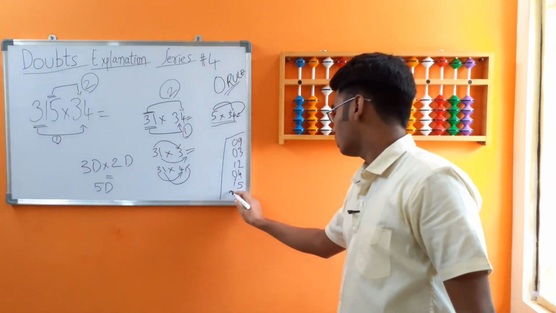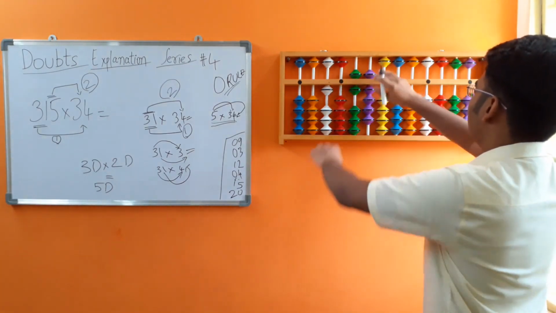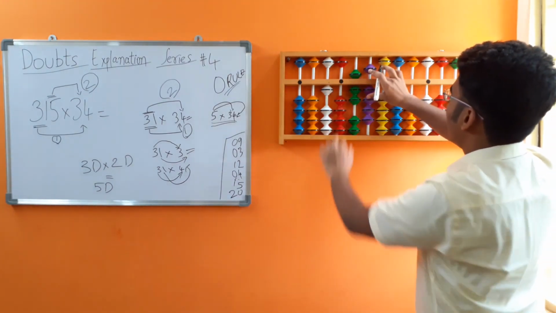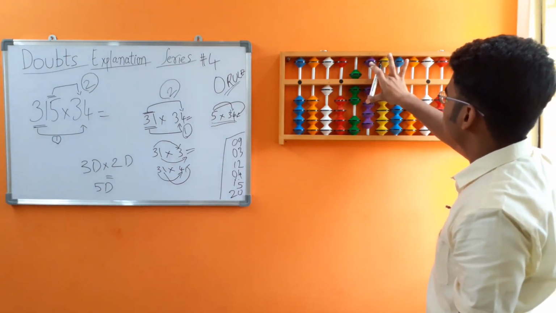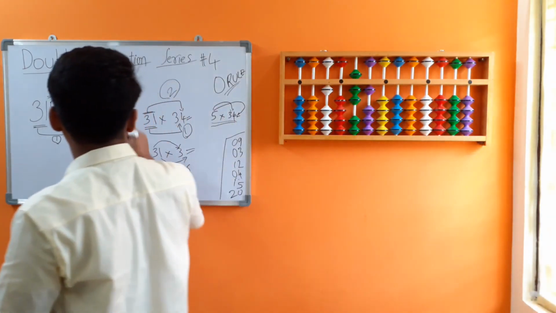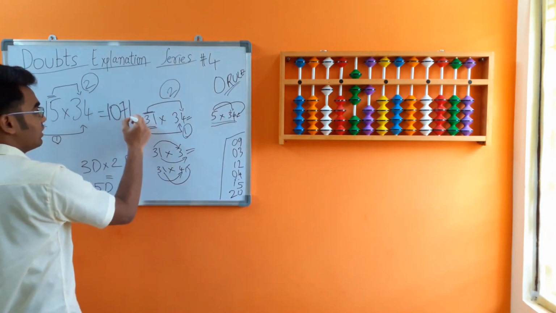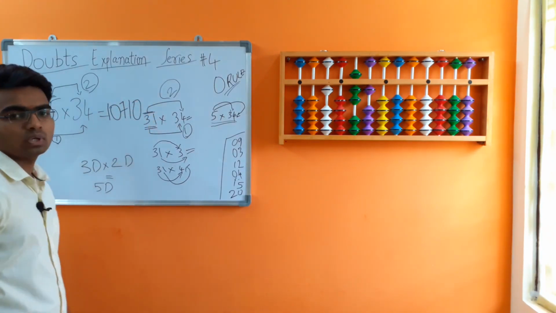5 into 4 is 20. So the 100th rod is finished. Now 20 on the 10th rod. Add the boss 10, less 2's friend 8. Got the answer as 10,710.